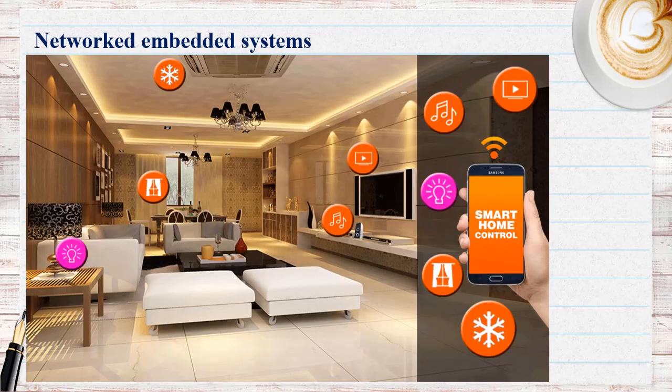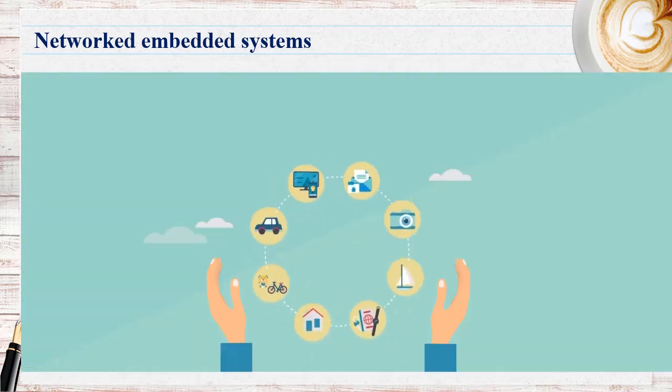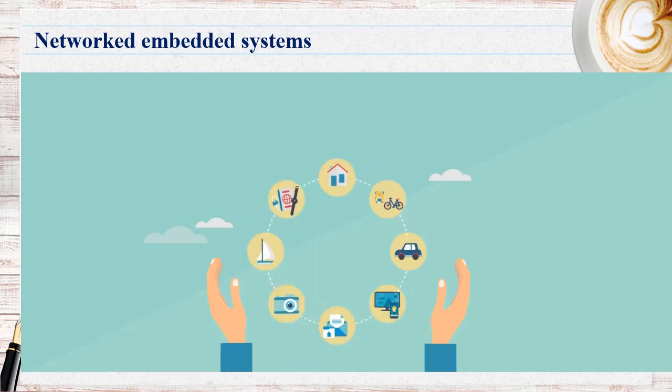The networked embedded systems are related to a network with network interfaces to access the resources. The connected network can be a local area network, or a wide area network, or the Internet. The connection can be either wired or wireless. The networked embedded system is the fastest growing area in embedded systems applications.